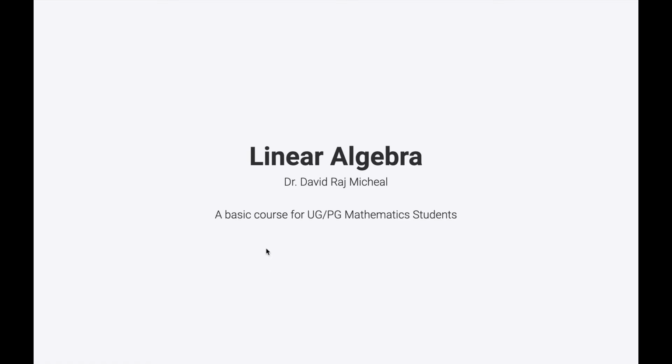So this course is basically for undergraduate and postgraduate mathematics students. Some of the engineering students also can follow the course, although we will be dealing with all the vectors and other linear transformations, etc., from a mathematical point of view. I would also like to show some of the applications along with the theoretical aspects.